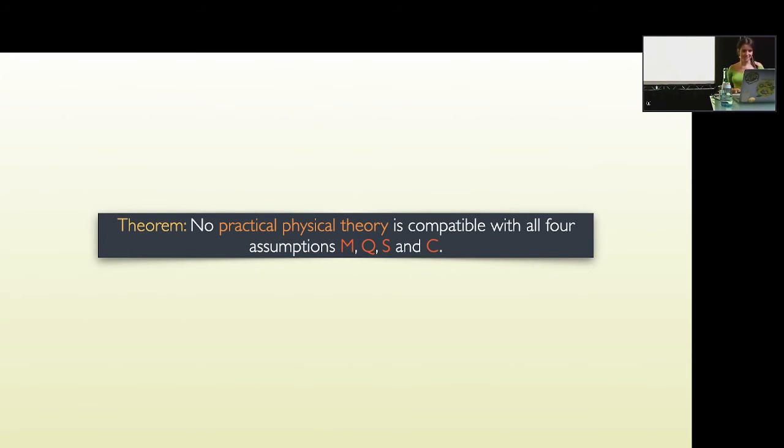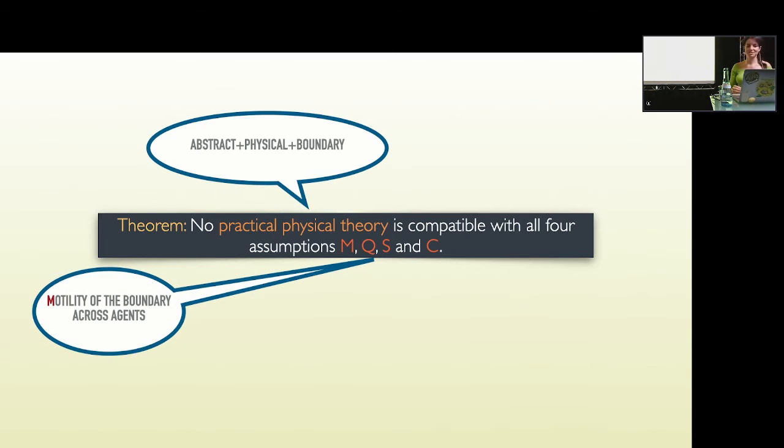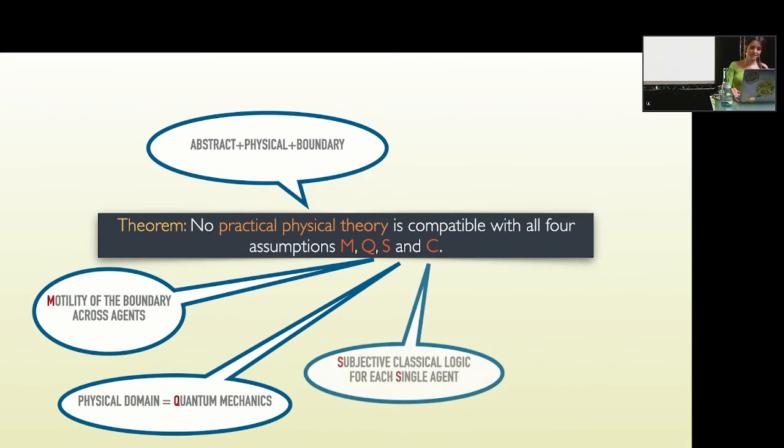The original one is not the best, but the way I like to think about it these days is that, if you think of a practical physical theory, meaning that we always select something as physical and something as abstract, and we want agents to be able to place this boundary wherever they want, to move this boundary. We want the physical domain to be quantum, to be explained by quantum mechanics. And then we want each agent to be able to apply subjective, classical logic.